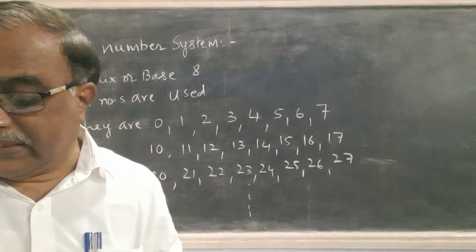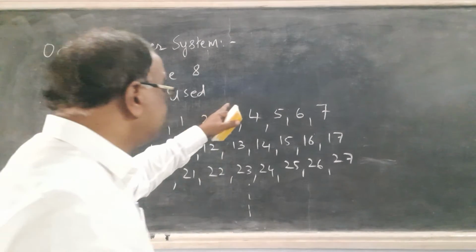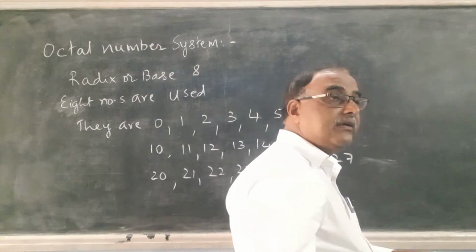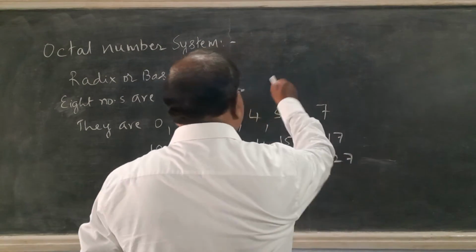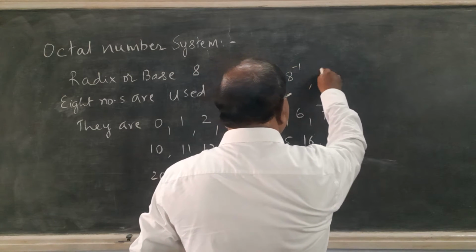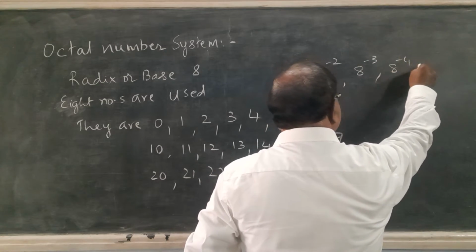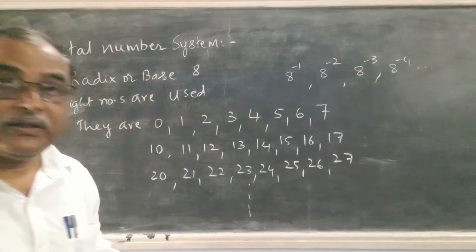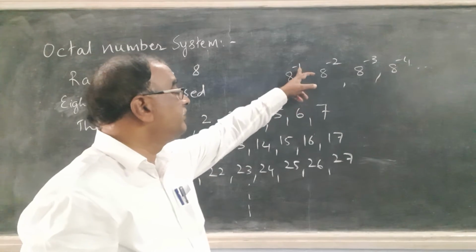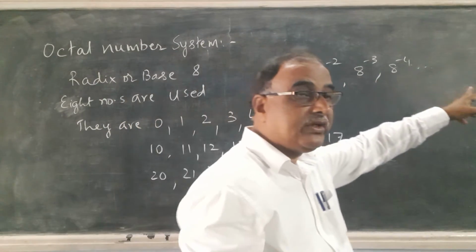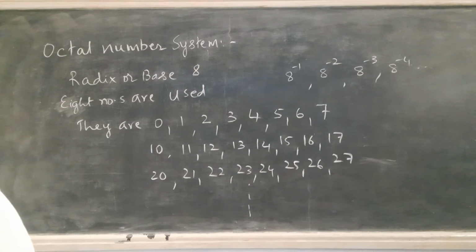Now, to count the fractions, as we do in the decimal system or the binary system, we use 8 to the power minus 1, 8 to the power minus 2, 8 to the power minus 3, 8 to the power minus 4 and so on in counting the fractions. Now let us consider some examples here.